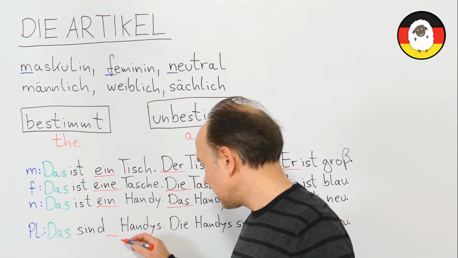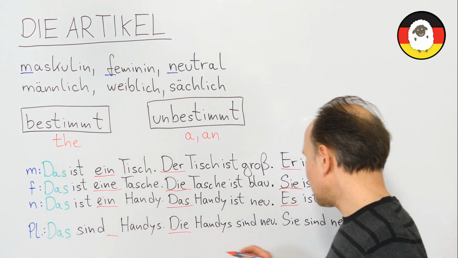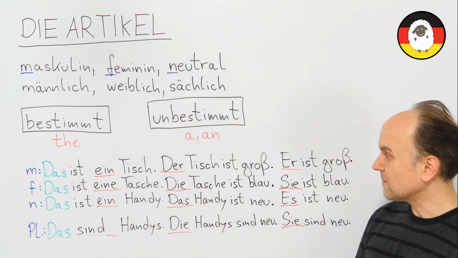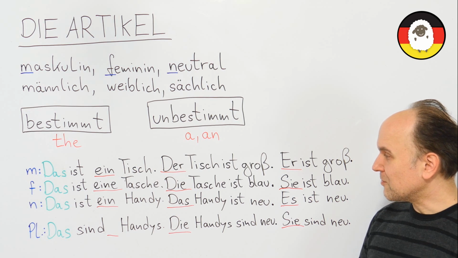And the plural, of course, is das sind. There's nothing here. Die Handys, it's plural, and they are new, right? Just like in English. Yes, this is really important.